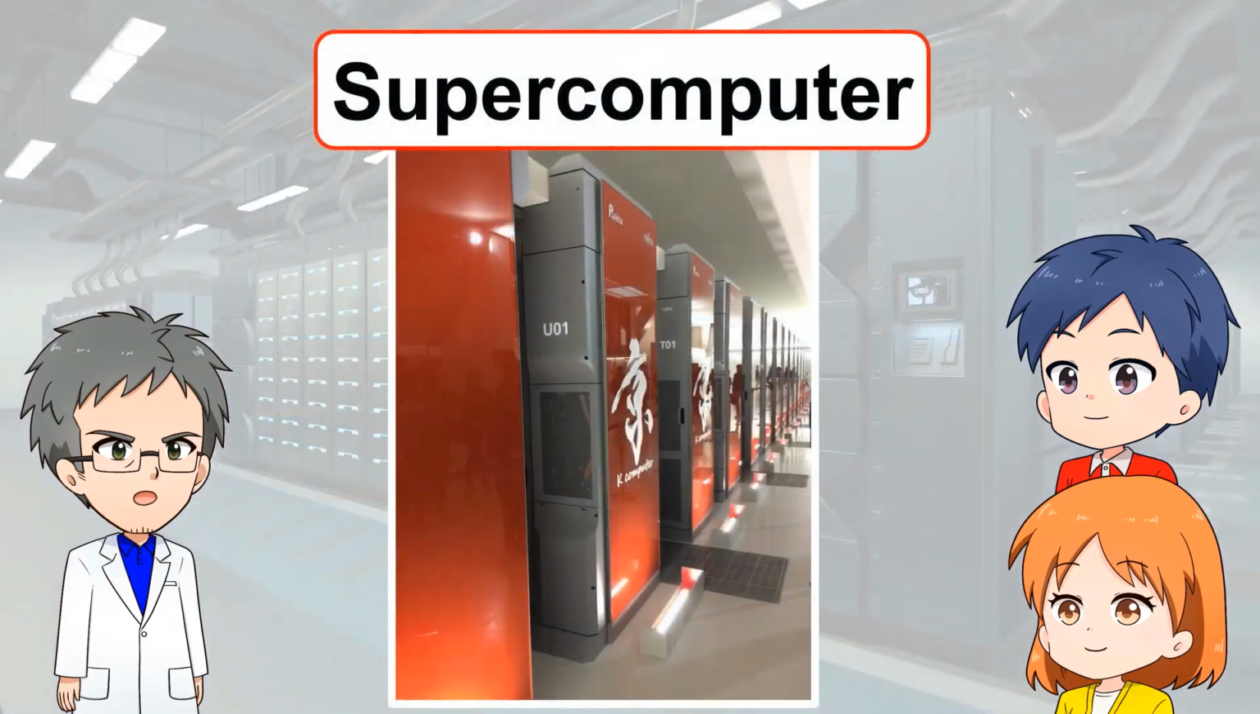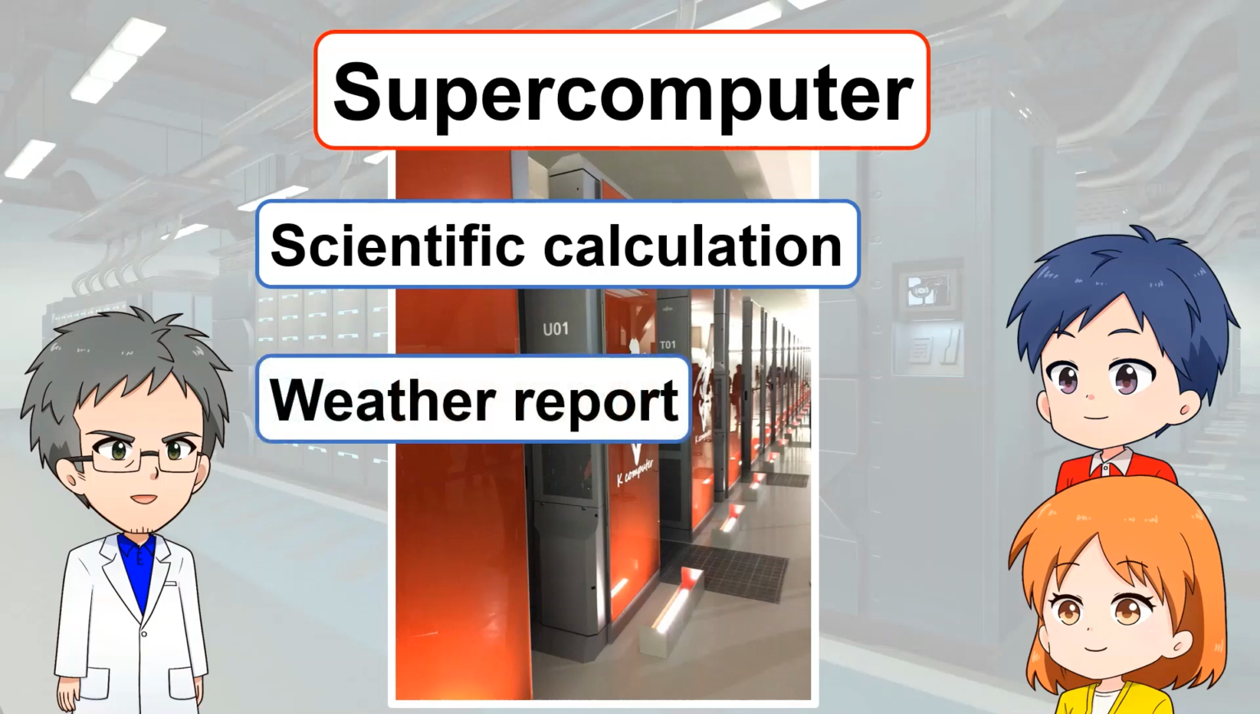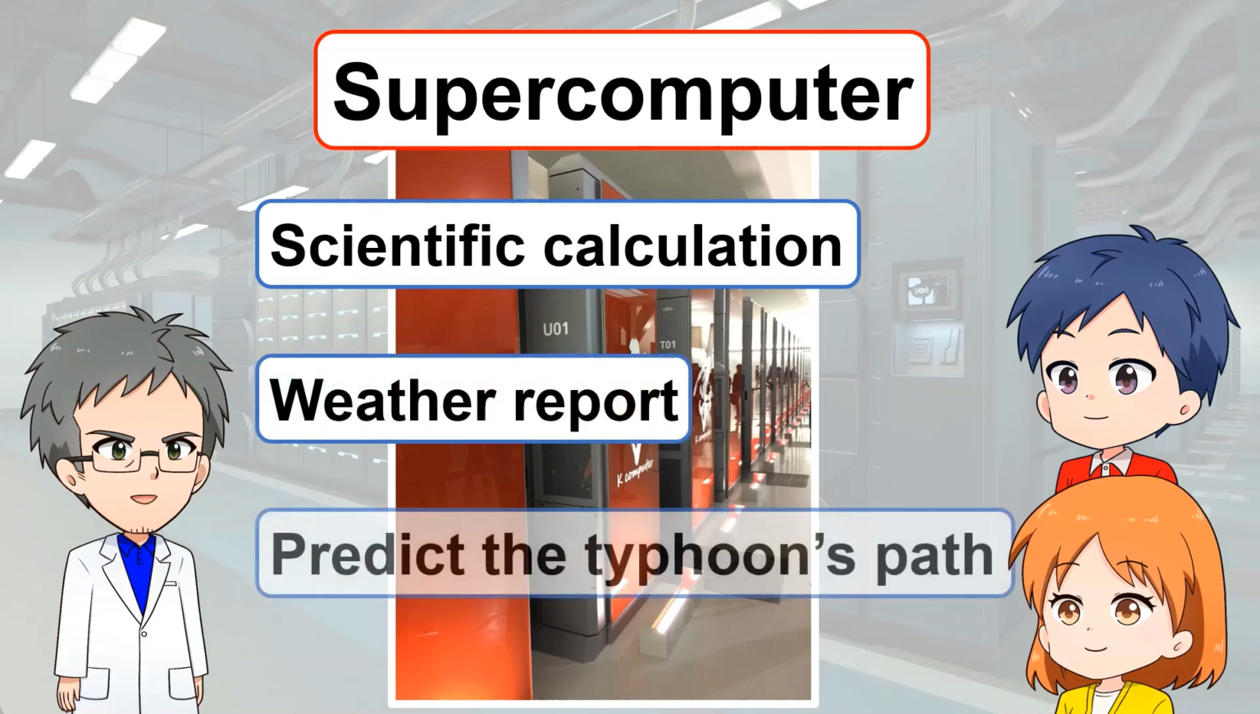This is the supercomputer. The primary purpose of the supercomputer is to perform scientific calculations. Today's weather forecasts are calculated with a supercomputer. The paths of typhoons are predicted this way too. You can tell the weather by calculating?